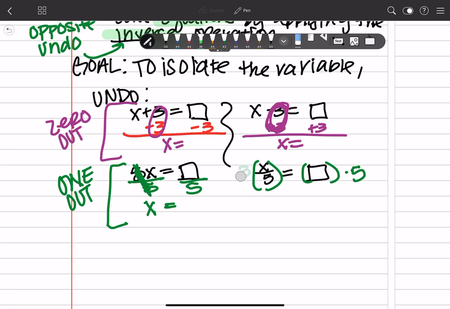And then 5 divided by 5, 1's out. It's the same thing. We just kind of reorganized it a little bit, and it's x equals whatever. So these are going to be our 1 outs.